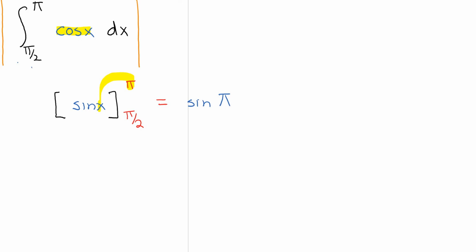And then the fundamental theorem of calculus states that we need to subtract the lower boundary now, and now we need to find sine of pi over 2. All right, so this is the expression here. Now we need to go out there and actually evaluate this.